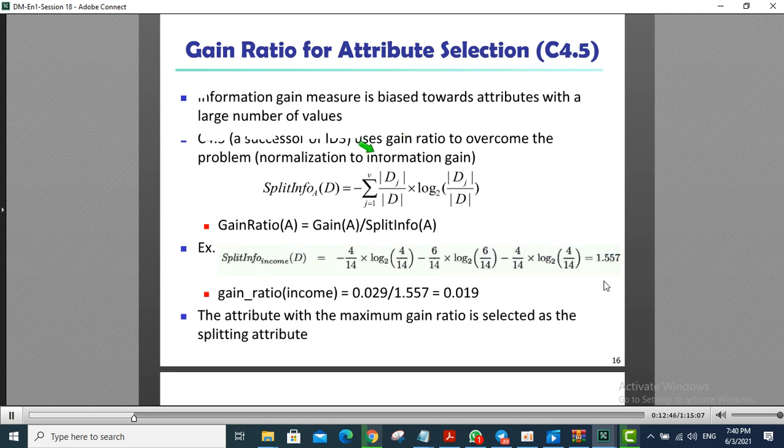Gain ratio is a normalized value of information gain. In the past, in this lecture, we talked about normalization and why normalization is important in data mining. In the C4.5 classifier, instead of using information gain, we use gain ratio. It's a normalized value of information gain.